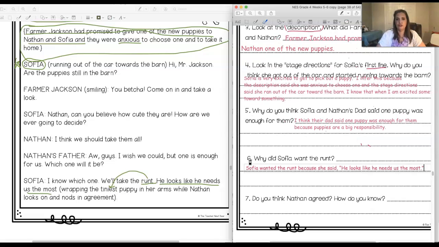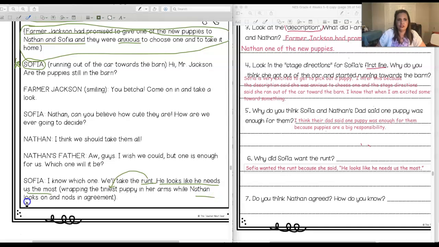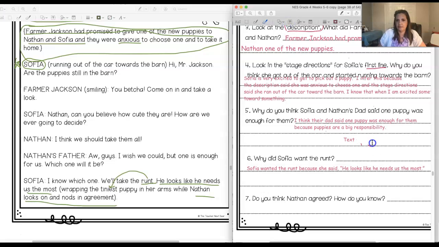Last question. Do you think Nathan agreed? How do you know? Well, I already gave you the answer to that. Push pause, find the answer, and come back when you're ready. Okay, so we found it in the stage directions, right? It says Nathan looks on and nods in agreement. So we know because he nodded. This is a nod. Okay, so we're going to go ahead and write that. I think Nathan agreed because in the stage directions, it says he nods in agreement.